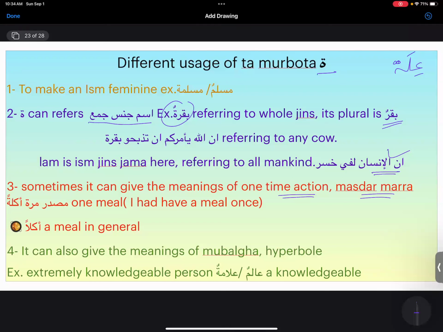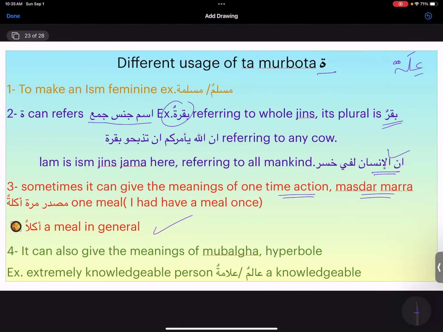Masdar Marra. And the example is Aklatun or Aklatan. So Aklatan means one meal. Aklan, if I say, it has two masdar. It could be Aklan or Aklatan. So Aklan means a meal in general. But when you see with ta marbuta, then it means one meal. We will see more examples in the next slide.